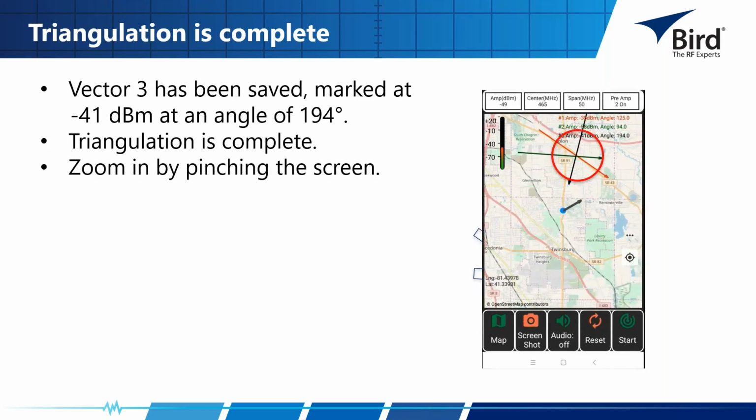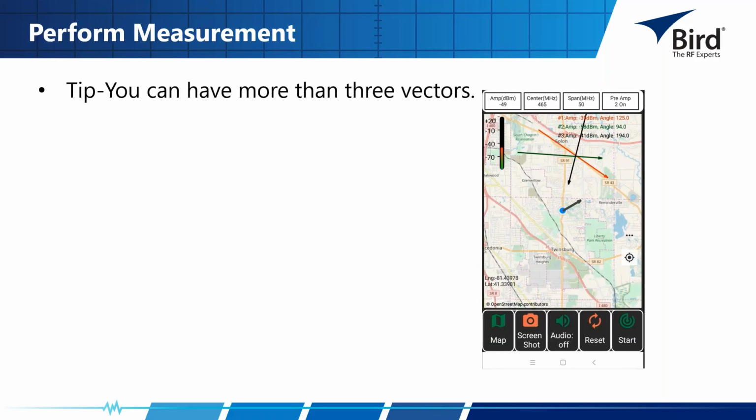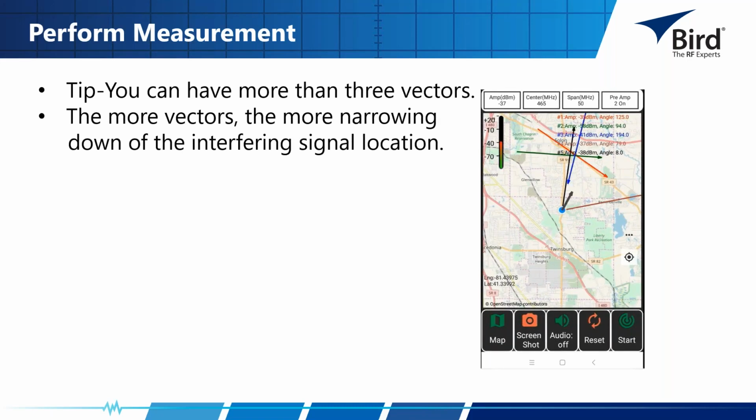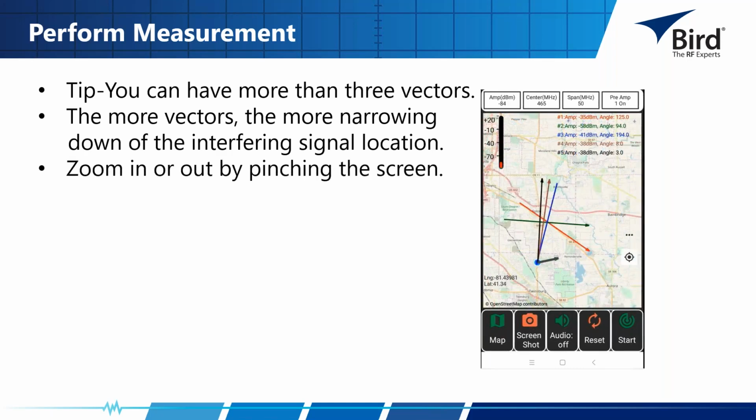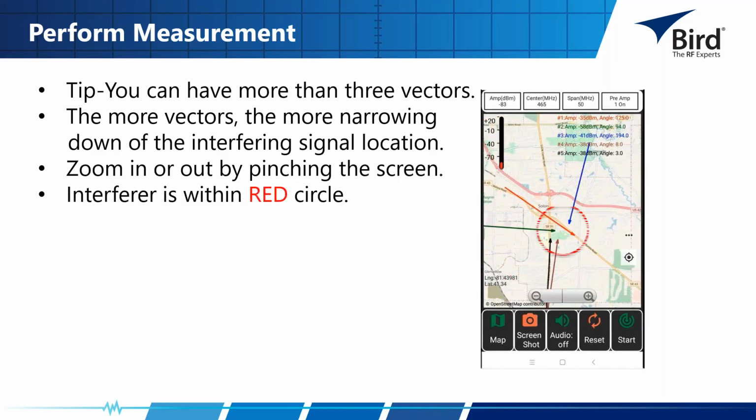Now we can zoom in by pinching the screen. And one thing to note, you can have more than 3 vectors. As a matter of fact, the more vectors, the more narrowing down of the interfering signal location. Zoom in or out by pinching the screen, and I didn't go through the whole process, but we've added a few more vectors. And the interferer is within that red circle.